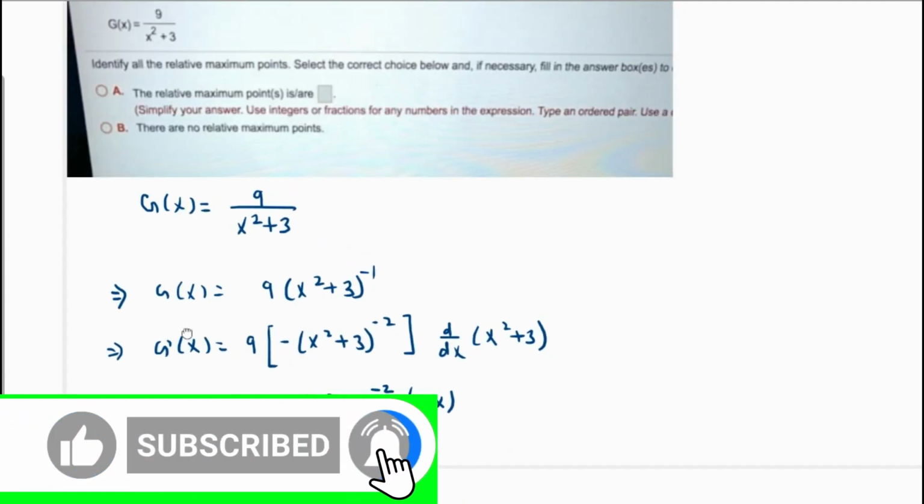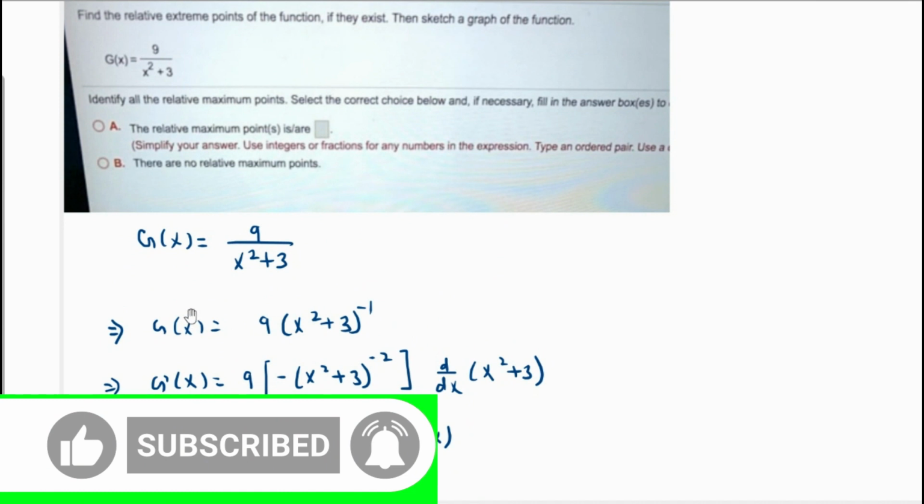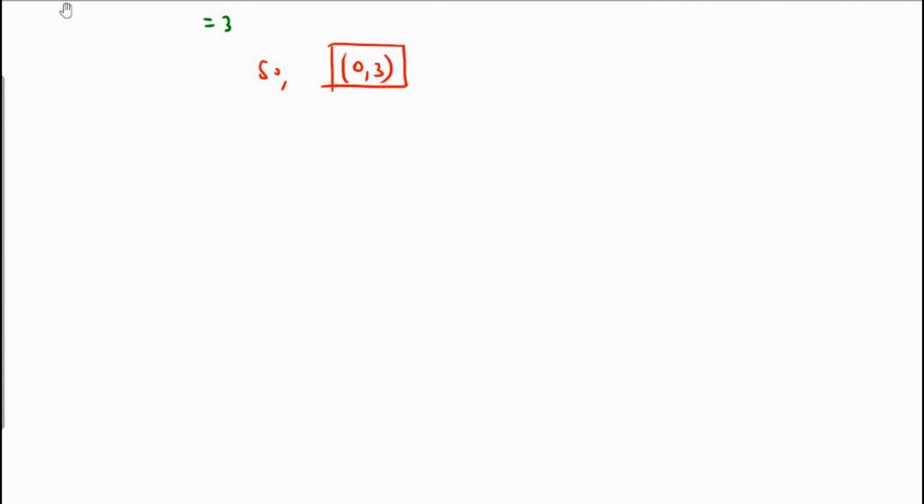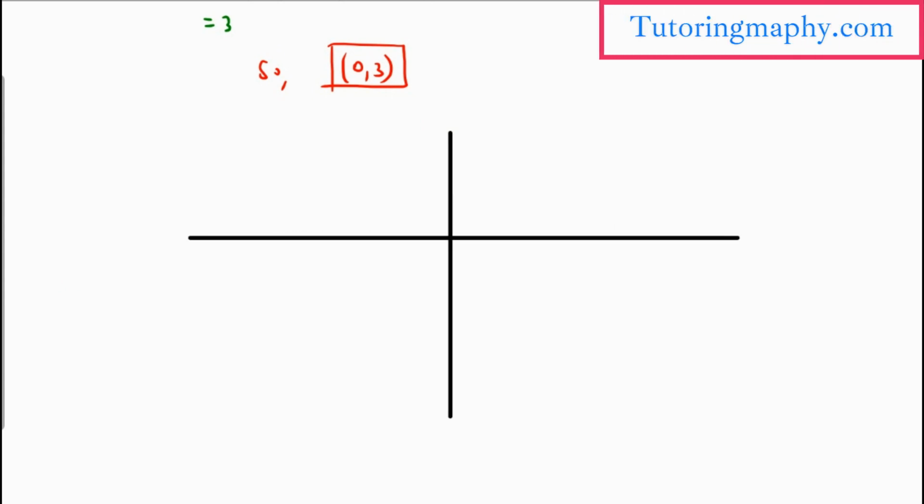They're also asking what is the probable function of this graph. So that also we can sketch. Although the options are not given, I will still sketch a rough figure or a rough estimate of how the graph is going to look like. So notice that the power of x in the denominator is higher, and we can clearly see that if x tends to plus or minus infinity, for 9 over x squared plus 3, definitely the function is going to approach 0.